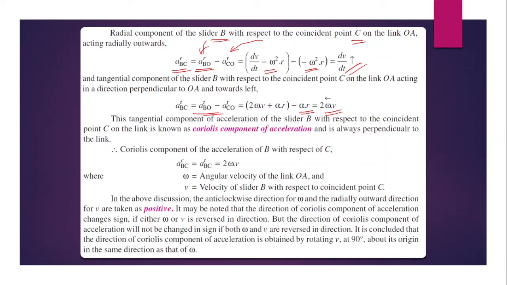This tangential component of acceleration of B with respect to the coincident point C is known as the Coriolis component of acceleration. That value is equal to 2 omega v, where omega is the angular velocity of the link OA and v is the velocity of the slider B with respect to the coincident point C.